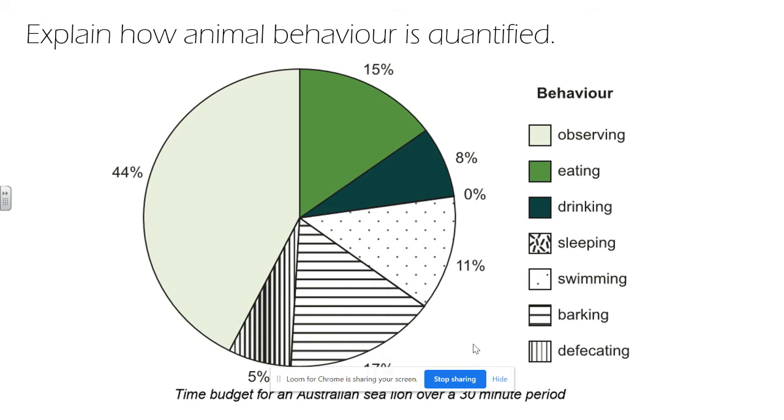When we combine some of this together, we can look at what's called a time budget, in which we see the proportion of time spent completing each of these different behavioural activities in an ethogram. So 44% of time was spent observing, 15% of time eating, 8% of time drinking. There was no time spent sleeping, 11% of the time swimming, etc.